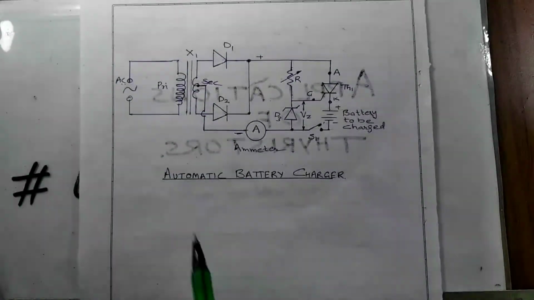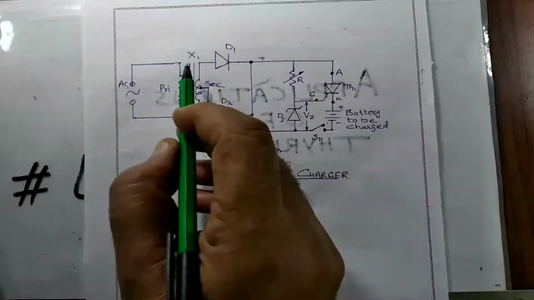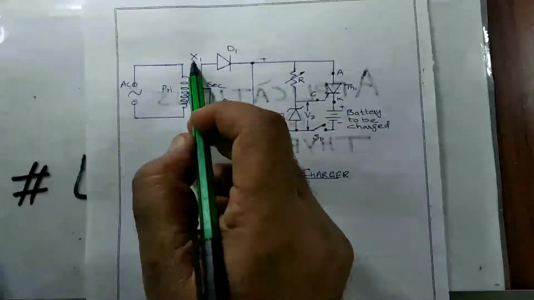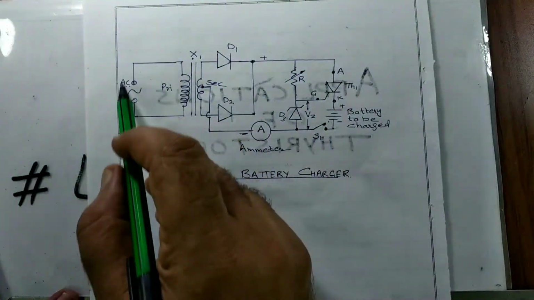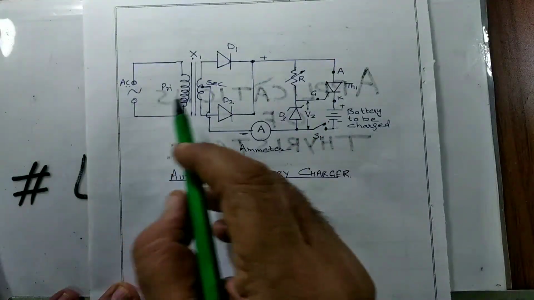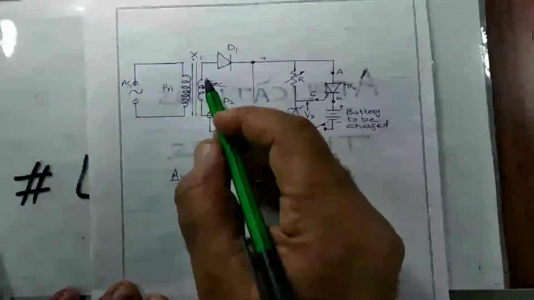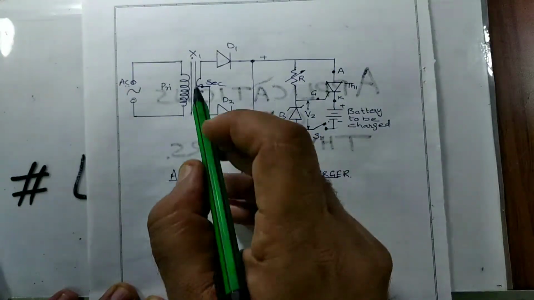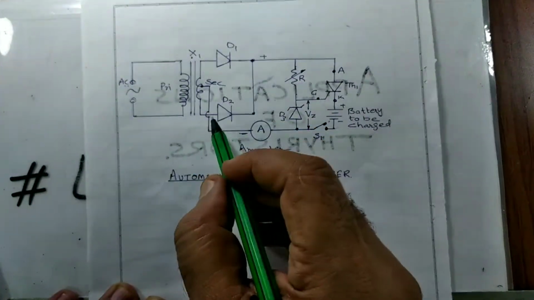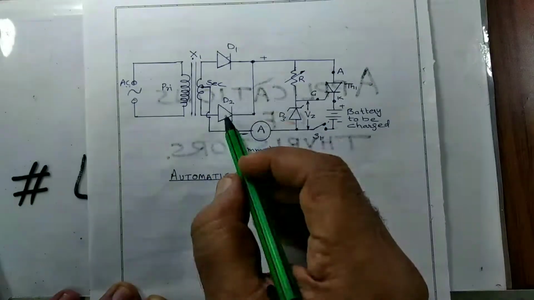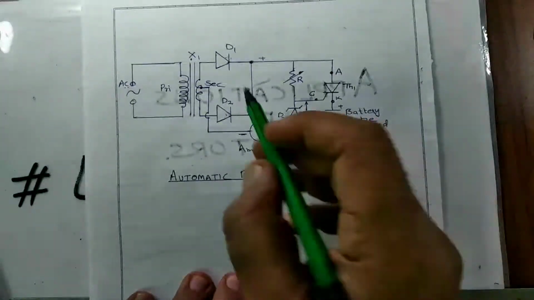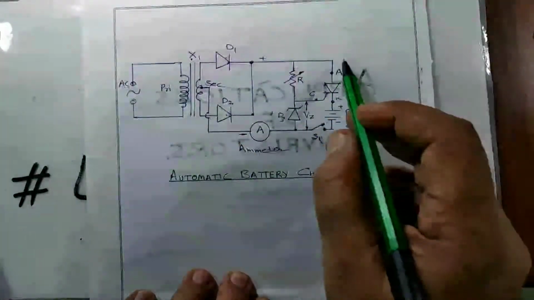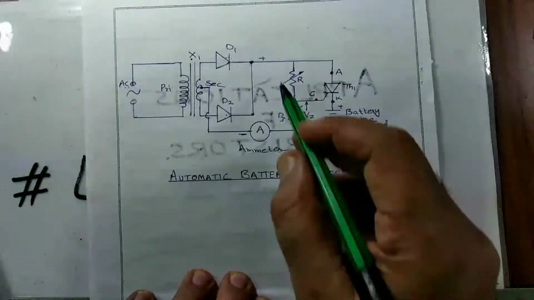It consists of a step down transformer X1 which is connected to mains on the primary side, and on the secondary side it is a center tapped secondary. On the secondary side it is connected to two rectifier diodes D1, D2, and the rectified output is given to the load circuit.